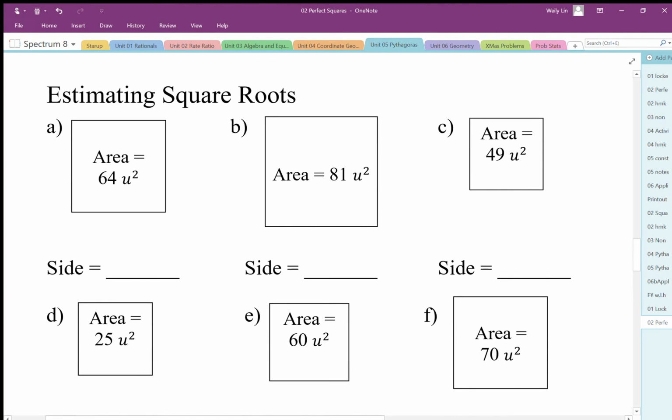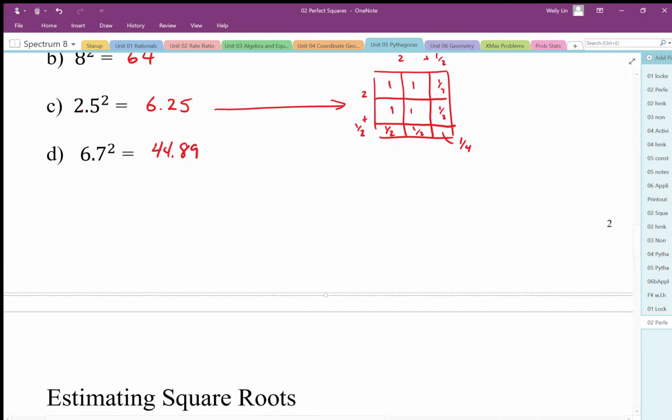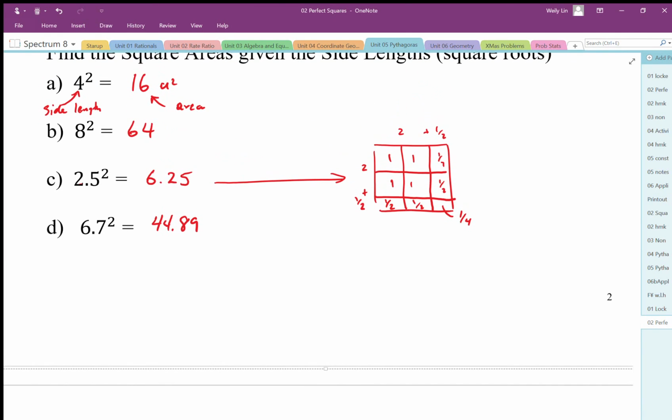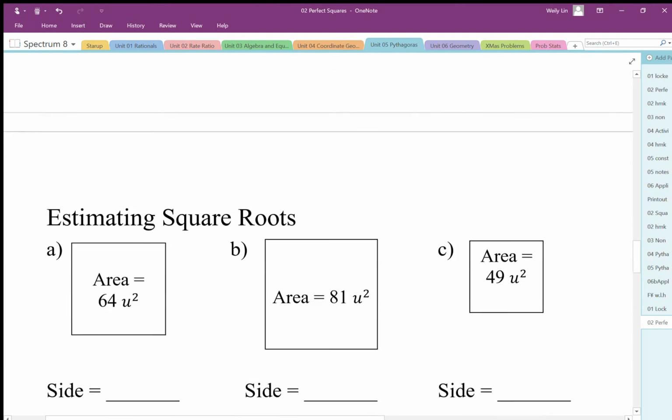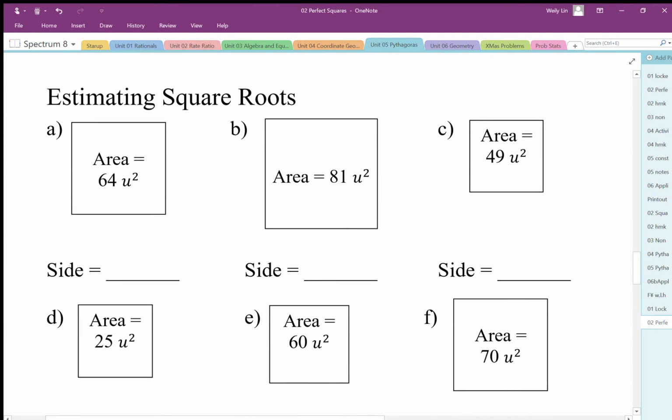So these ones here, we were dealing with perfect squares. Perfect squares can have decimal side length, and we can still have a perfect square because this is an exact side length of 2.5, exact side length of 6.7. These are still perfect squares. So when we're dealing with squares, perfect squares is great because it's easy to go from squares to square roots.